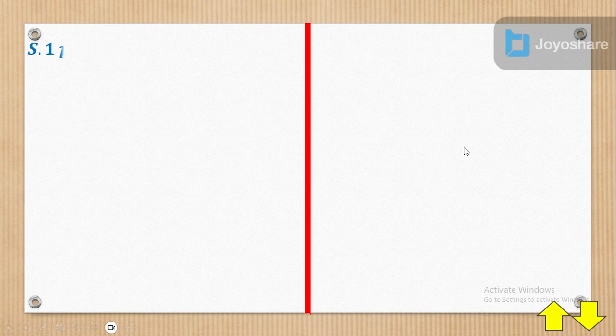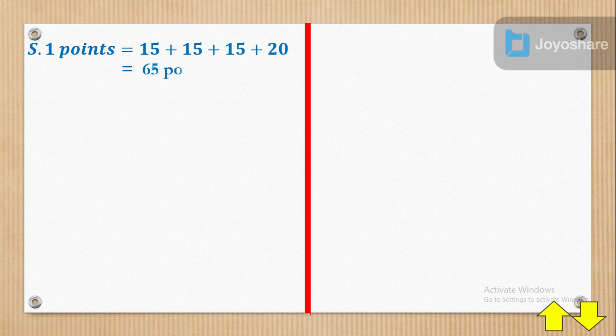So we start with Senior 1 points. That is 15 plus 15 plus 15 plus 20. That will give us 20 points. Next, for Senior 2.